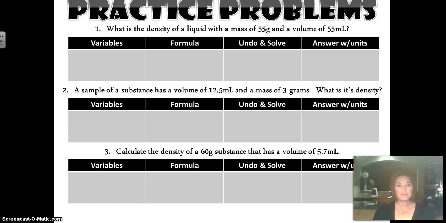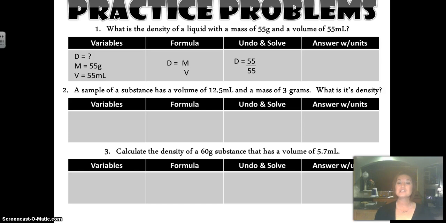So the first problem: what is the density of a liquid with a mass of 55 grams and a volume of 55 milliliters? Well, we list the variables first. We're looking for the density, so I don't know what it is. The mass is 55 grams. The volume is 55 milliliters. I write down my formula: density equals mass divided by volume. I plug everything in. Density then equals 55 divided by 55.